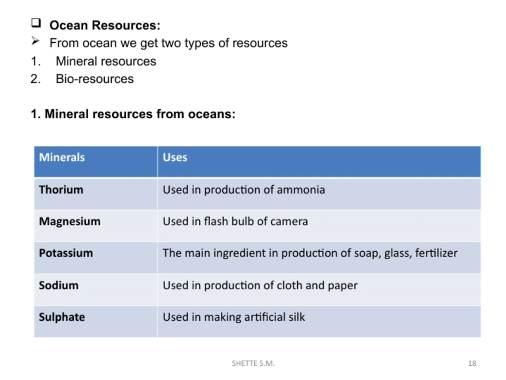Potassium, on the other hand, is a key ingredient in making soap, glass, and fertilizers, playing a vital role in everyday life and agriculture. Sodium is also extracted from ocean resources and is used extensively in the production of cloth and paper. Lastly, sulfate is important in the manufacture of artificial silk, giving us synthetic textiles that mimic natural fibers. These mineral resources highlight how valuable the ocean is for supplying essential materials that support many industries and daily conveniences.